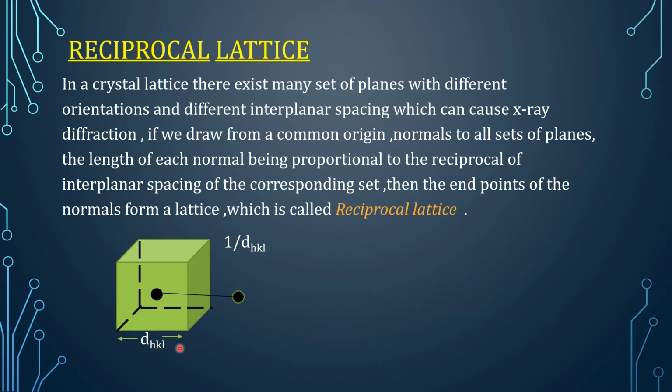Next, we have to choose some arbitrary point inside the simple cubic lattice. From that arbitrary point, we draw a normal to the plane which we have chosen. The length of this normal should be equal to 1 by d_HKL, that is, the reciprocal of the interplanar distance. At the end point of this normal, we form a lattice point. And this lattice is called the reciprocal lattice.